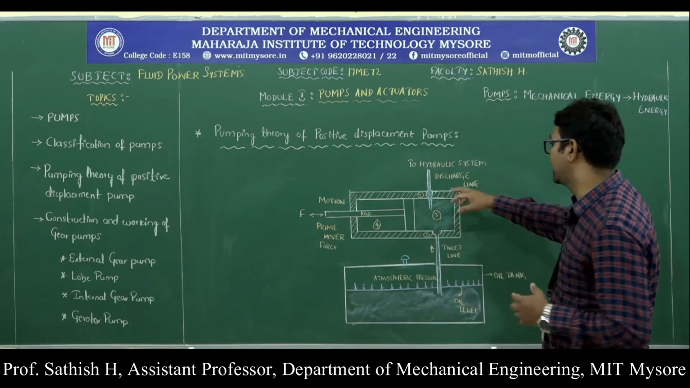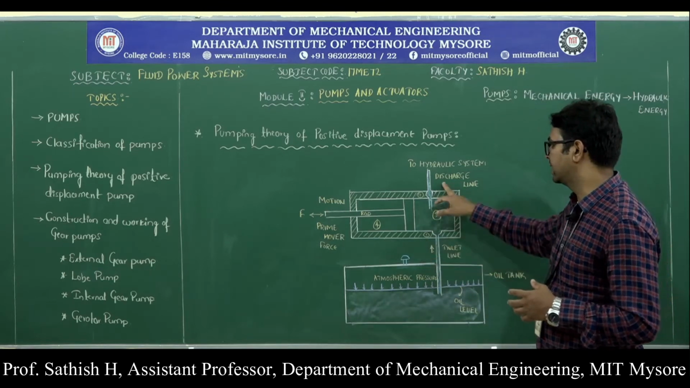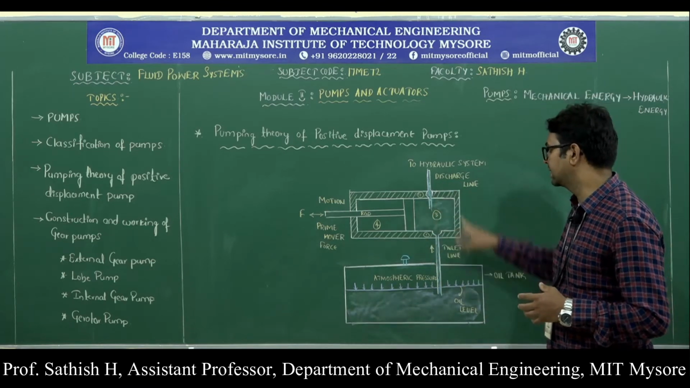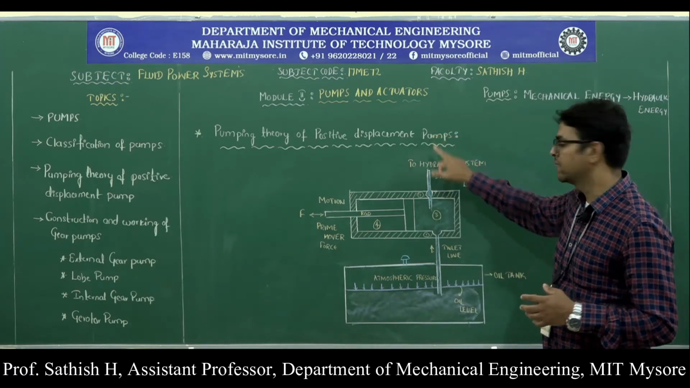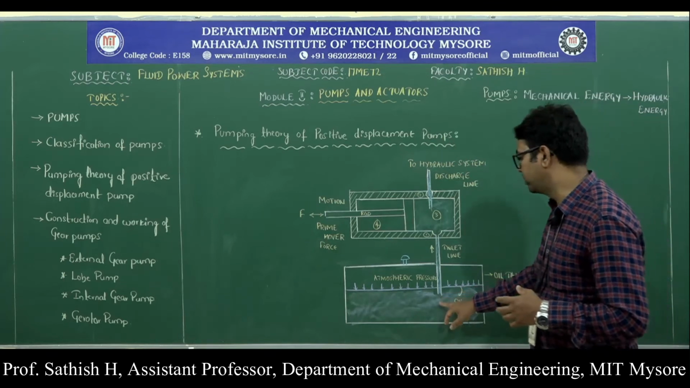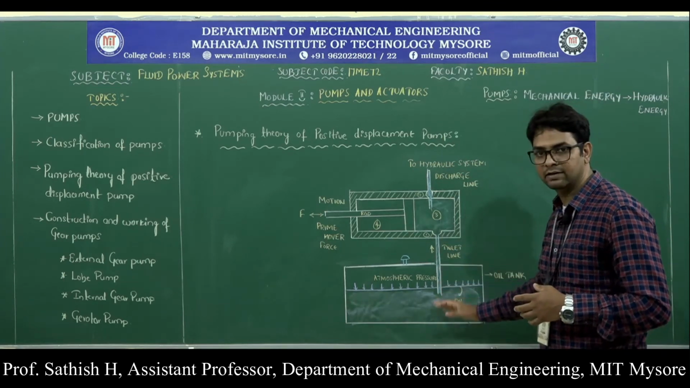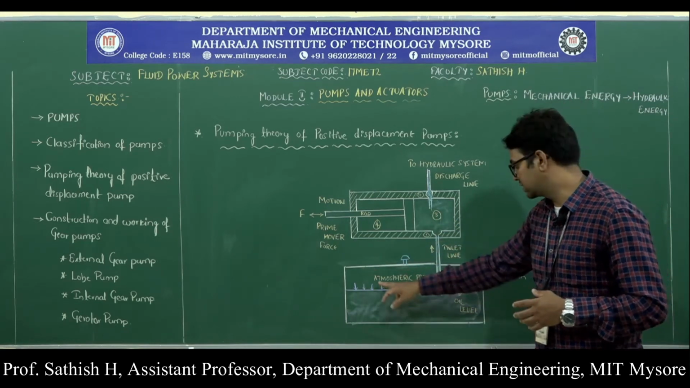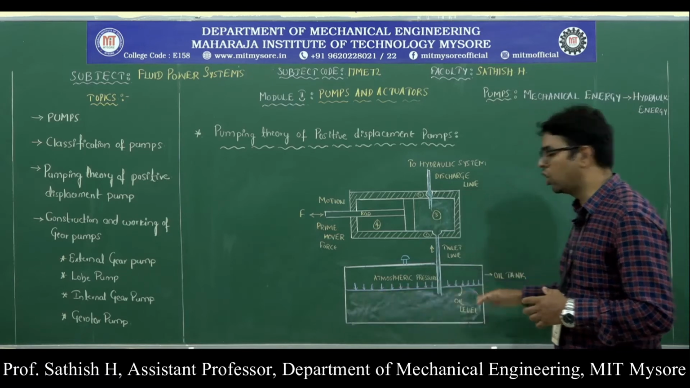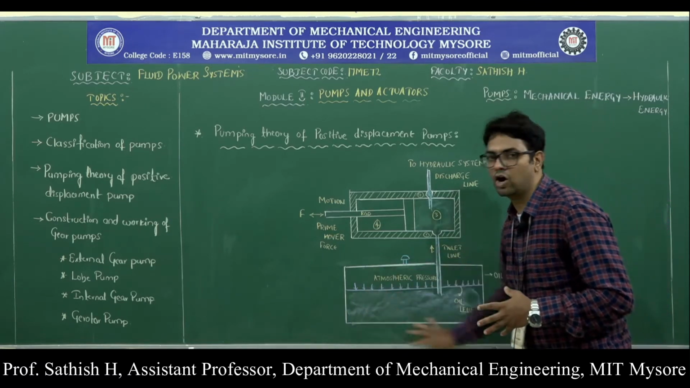Then we have two valves, valve number 1 and valve number 2. This is the inlet line and this is the discharge line. Here the high pressure fluid goes to the hydraulic system. The fluid to the inlet is taken from the tank. We have a vent on the surface of the oil, so atmospheric pressure is acting on the oil in the tank.